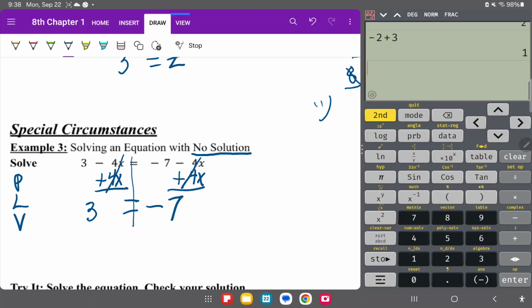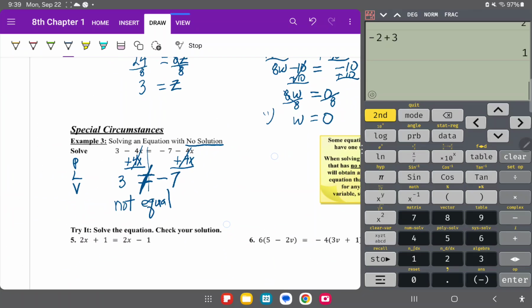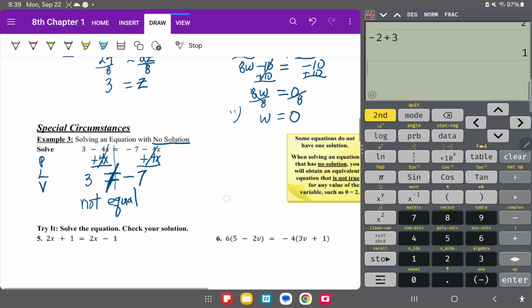right? Now, wait a minute. Did we do anything wrong? We add 4x, add 4x. That cancels, that cancels. But wait a minute, does 3 actually equal negative 7? No, this is not equal. So that's not possible. So whenever you have that the left side is not equal to the right side, we have this situation where these are not equal to each other. We have what's called no solution.